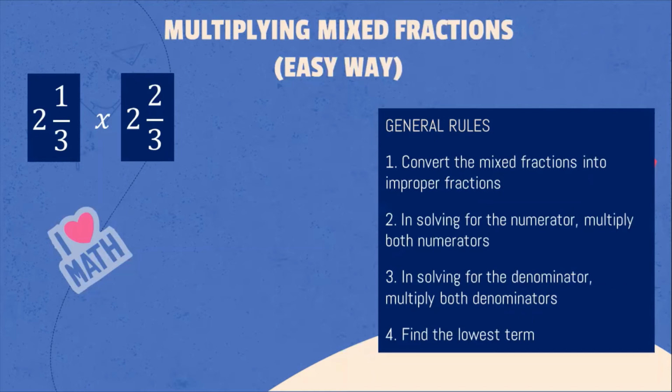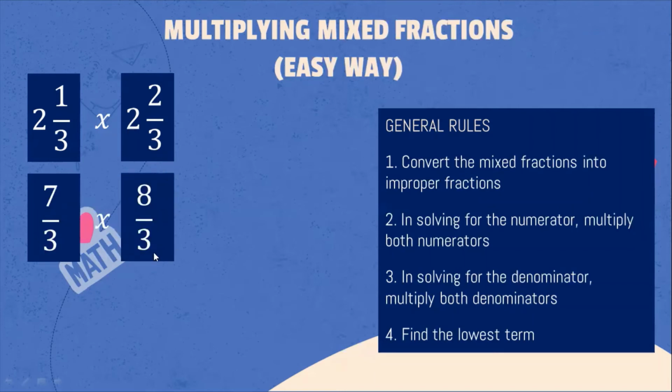Okay, let's now solve this problem. First step, convert the mixed fractions into improper fractions by simply multiplying the denominator and the whole number, plus the numerator. That will be the value for the numerator. 3 times 2, that is 6, plus 1, 7 over 3. Copy the denominator. 3 multiplied by 2, that is 6, plus 2, 8 over 3. Copy the denominator.